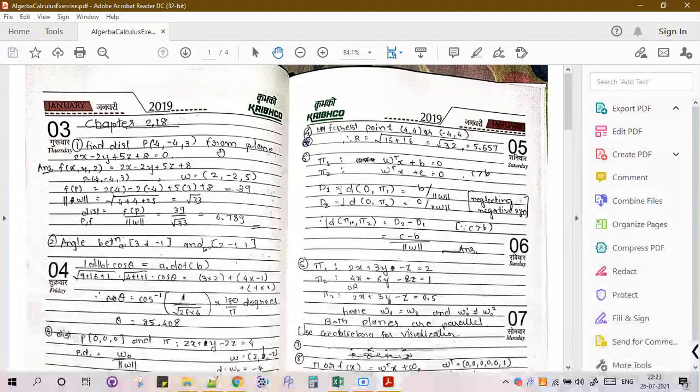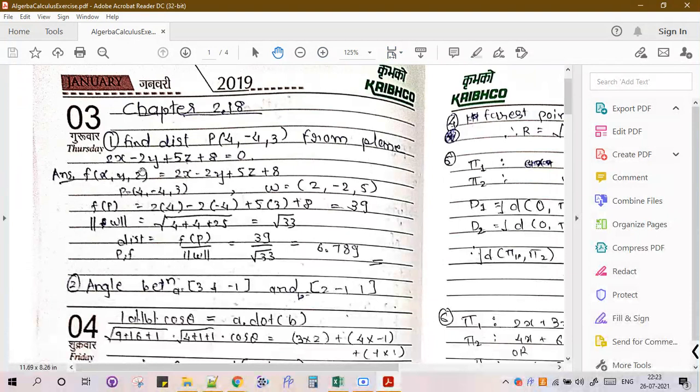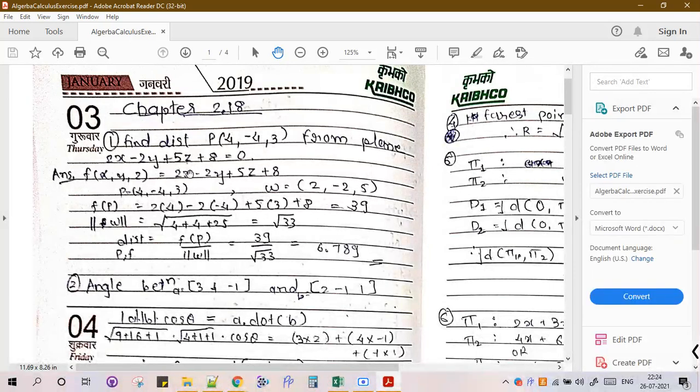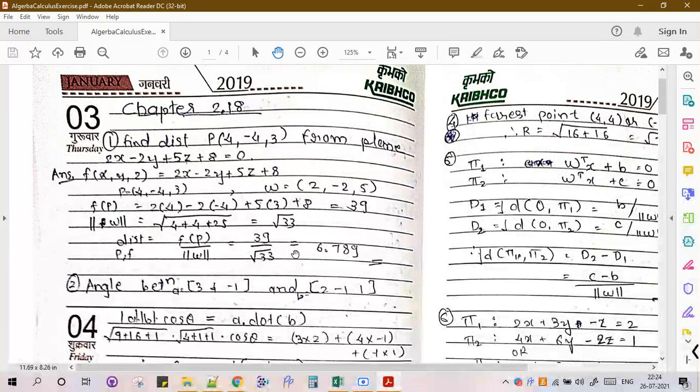So we have this point P, correct? And we have this hyperplane 2x minus 2y plus 5z plus 8 equal to 0. So what is the f of x, or you can say f of x y z? We have 3 dimensions, so it is 2x minus 2y plus 5z plus 8. I am just removing this 0 and writing it in f of x form, right?